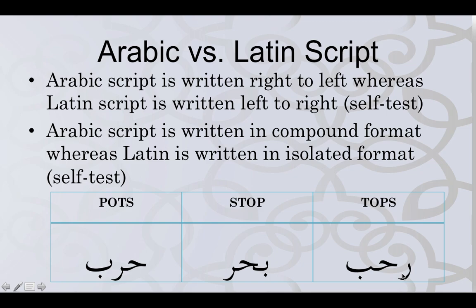They're written with the same 3 letters. They're written with ra, ha, and ba. This is ba, ha, and ra, and this is ha, ra, and ba. All of them are written with those 3 letters, ra, ha, and ba.